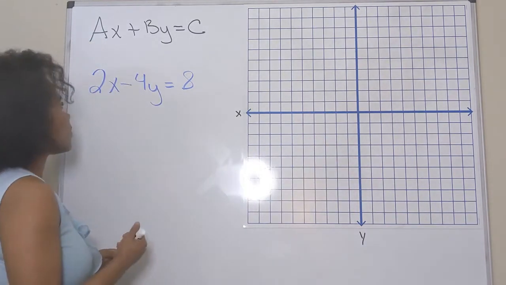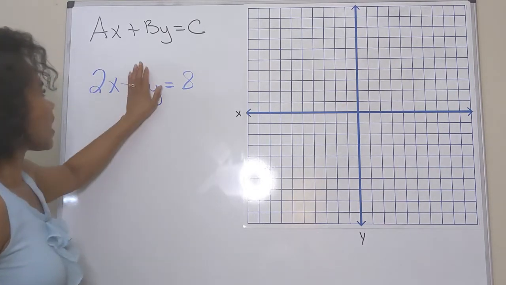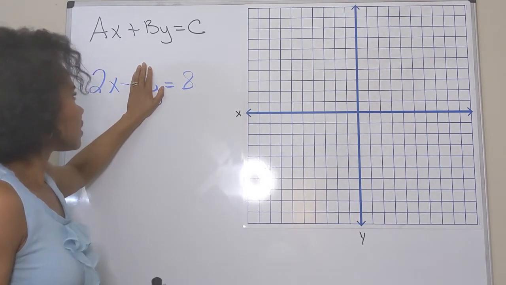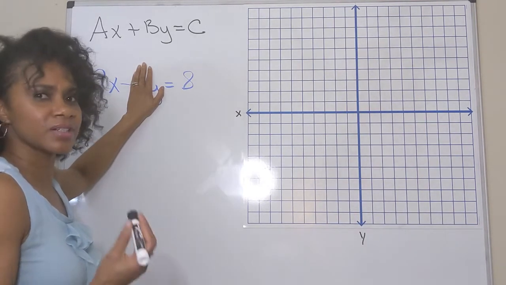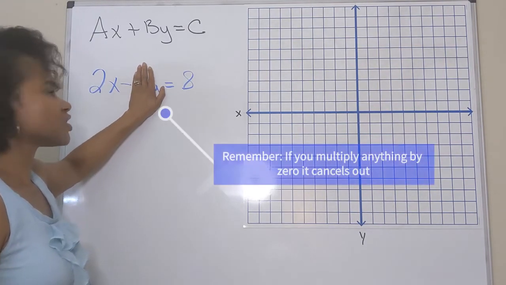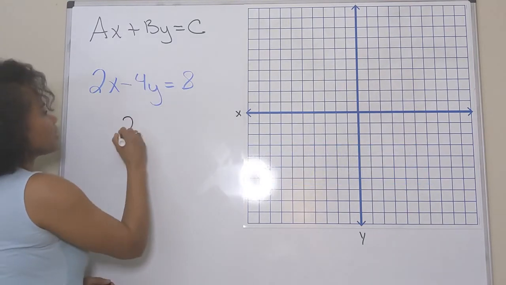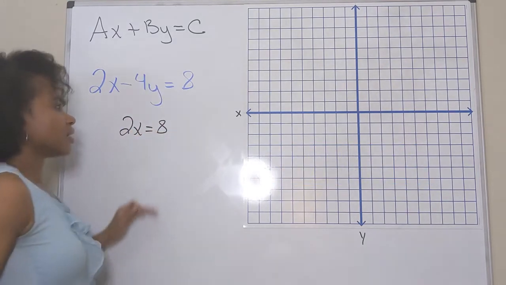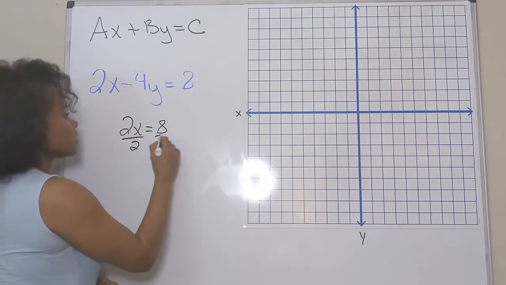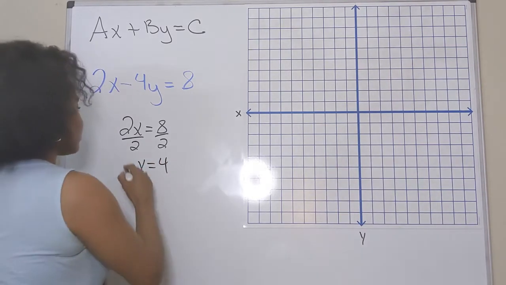All right, so what I want to do to find my x-intercept, a simple trick here, I want to just cover up this 4y. Normally you will see people plug in 0 for the other variable. You could do that. But I like to just cover it up. And if I cover it up, I'm left with 2x equals 8. And now I'm just left with a one-step equation. Solve for x. So my x-intercept is 4.